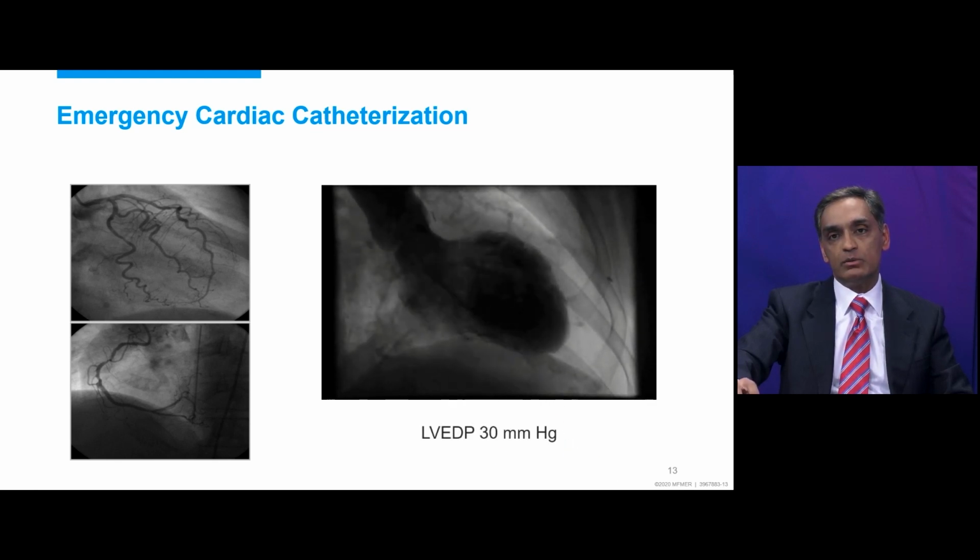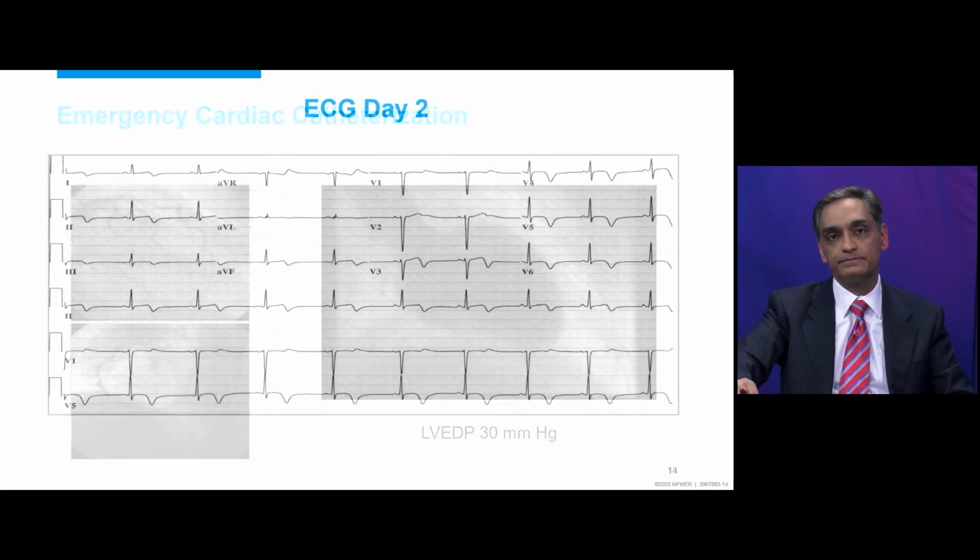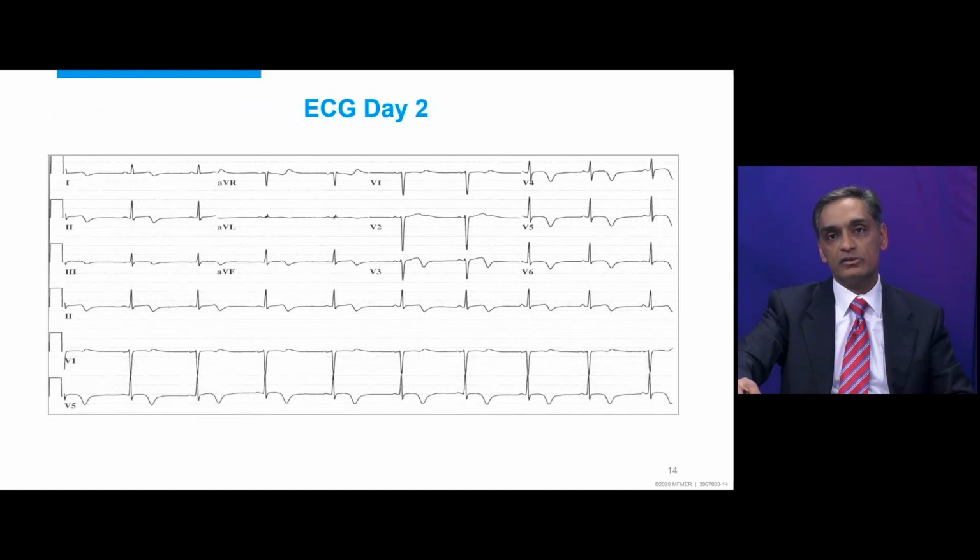The LVEDP was elevated at 30, and that's one of the reasons that many of these patients develop heart failure, because not only do they have systolic dysfunction, but they have acute diastolic dysfunction, sometimes more so than you see in myocardial infarctions. So this was her ECG the following day.